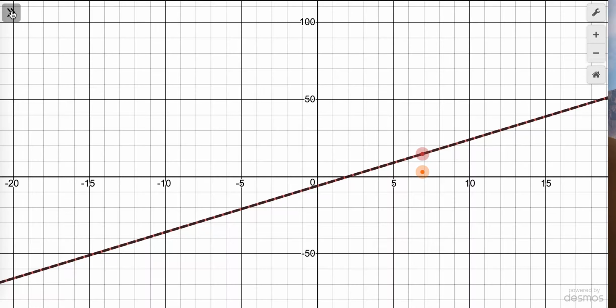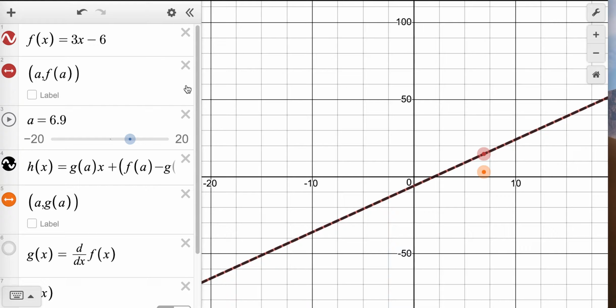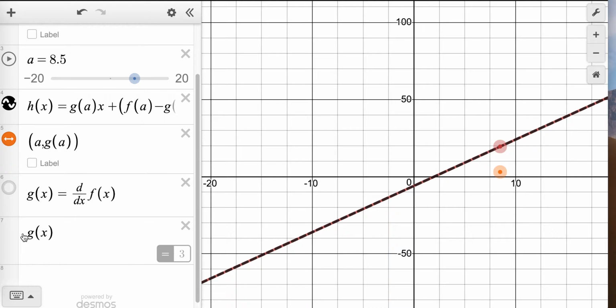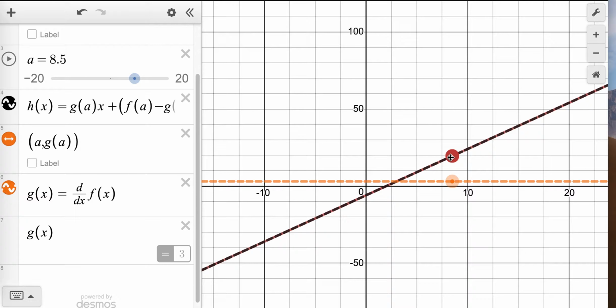So actually, I'll show you what I have here. Okay, so I have y equals 3x minus 6 as my actual function. But my derivative, if I think of what f prime would be, it'll always be 3. So actually, let me put the graph of g on here. Right, so g is the dotted line. So that is the derivative of f.